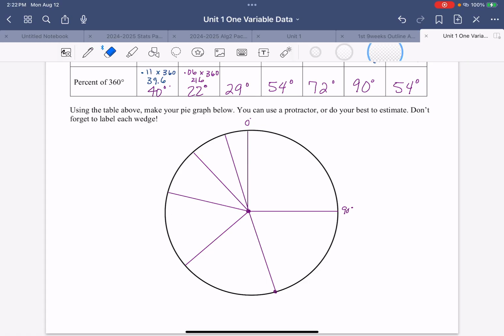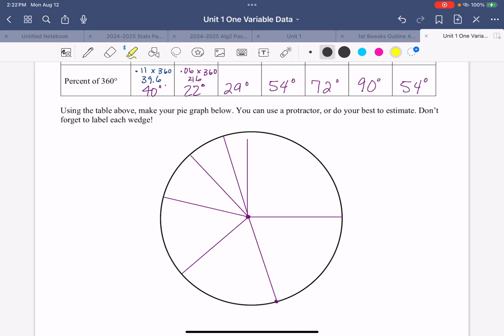So now that we've got them measured out and we drew our lines, where's my eraser? Oops. Okay, we're going to start labeling and getting everything detailed. We're going to use this table and mark everything out. Remember, you're all going to be using a protractor. Do your best to estimate. Don't forget to label everything. You can also color code if you want to.